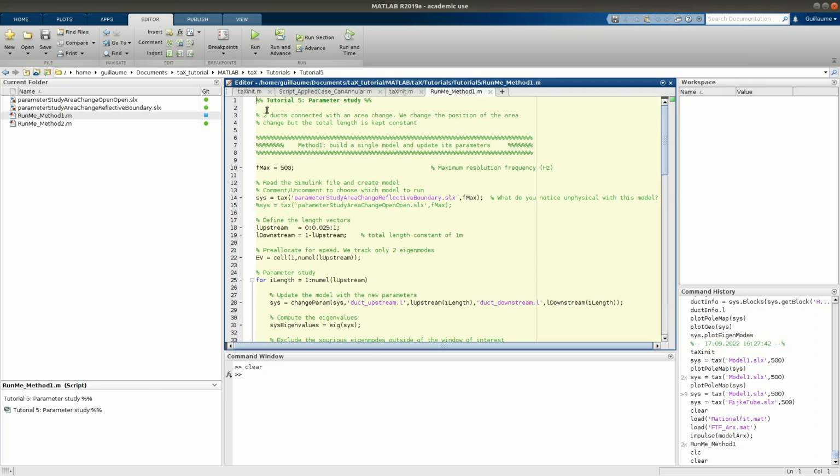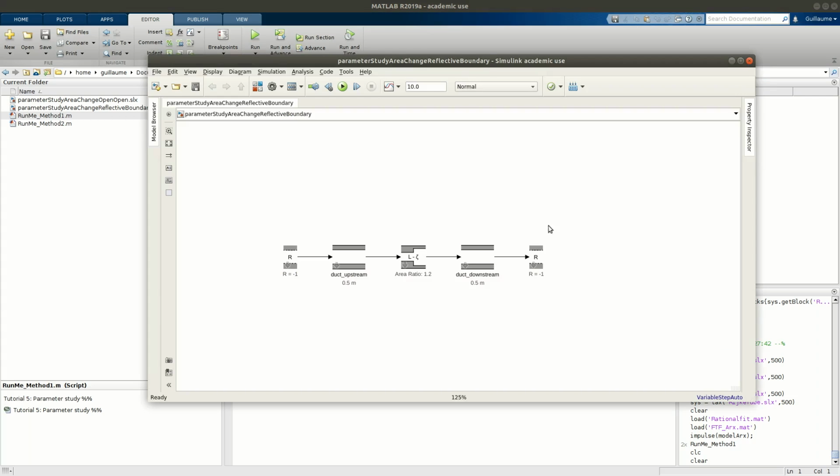So here we want to investigate what's happening when we change the position of the area ratio. We will keep the total length constant at 1 meter, and we will move this area ratio from the inlet to the outlet and see how that impacts the first two eigenmodes, which means that the lengths of the upstream and downstream ducts will be changed from 0 to 1.